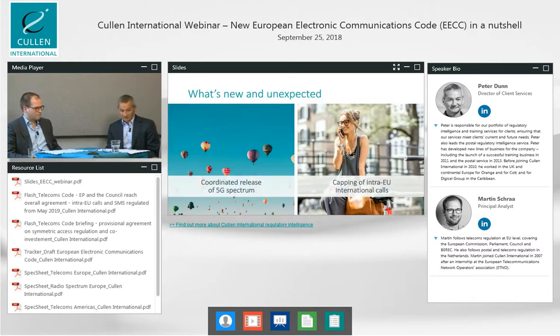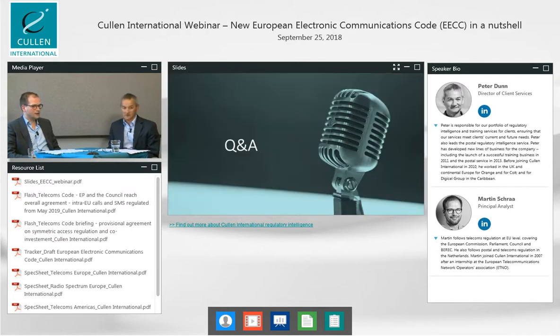And then we've got these two particularly new things I think we talked about, which is this coordinated release of 5G spectrum, both in the specific bands that they've identified and also for future bands as well, with this 2.5 year timeline. And of course, the Parliament introduced rules on the capping of intra-EU calls, as well as the reverse 112 system.